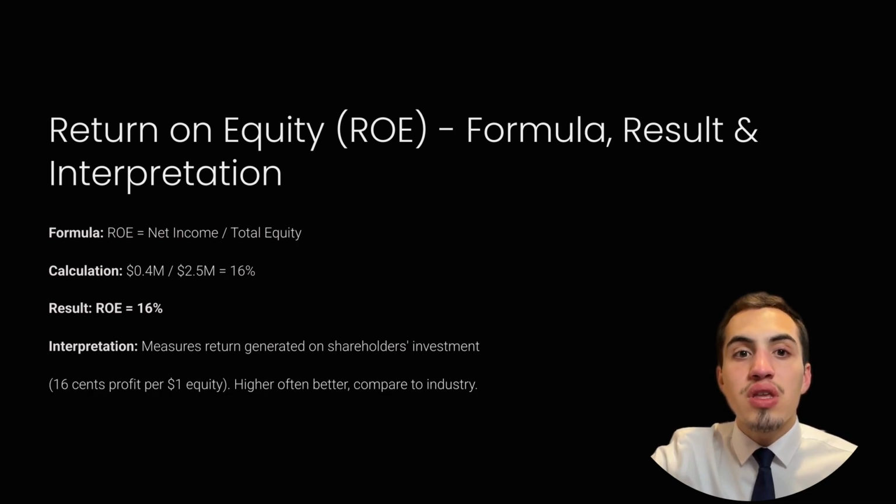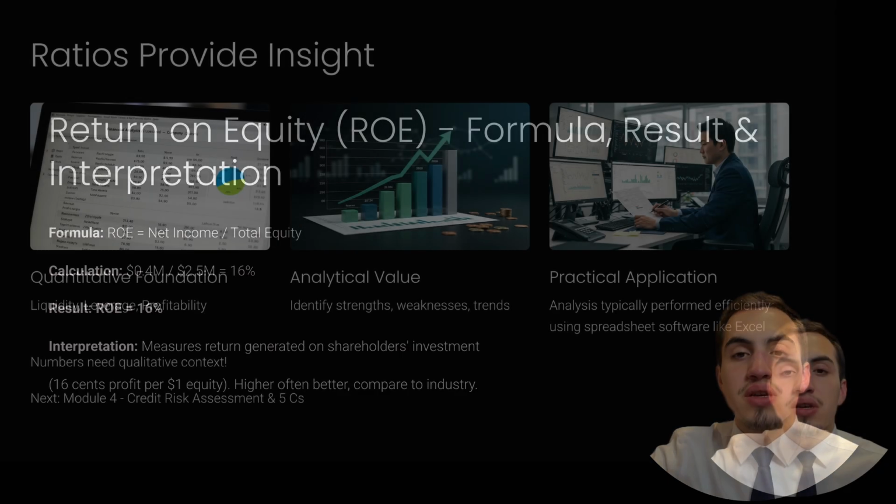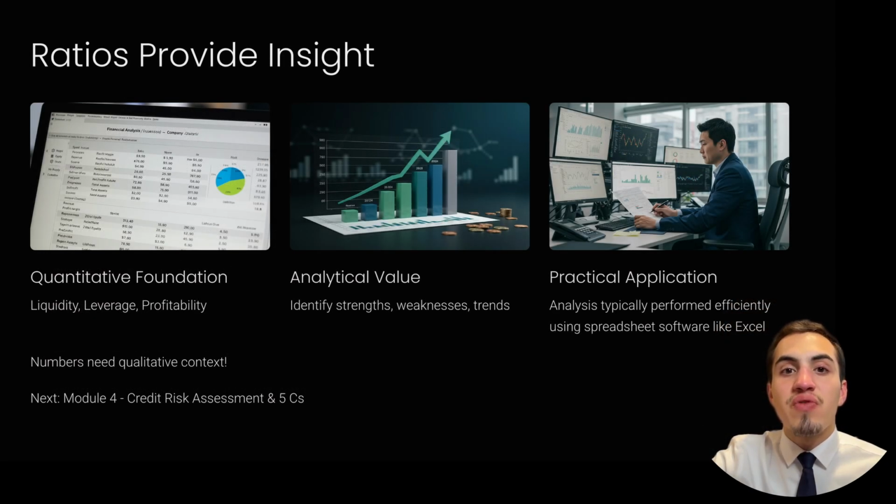While higher is generally better, it needs to be assessed relative to the industry norms and the company's risk. Calculating and interpreting these ratios provides a crucial quantitative foundation for assessing a company's financial health. These ratios help identify trends, strengths, and weaknesses, but they don't tell the whole story on their own. We must consider them within the broader context of qualitative factors and overall risk, which leads us perfectly into our next module on credit risk assessment and using the 5 C's.